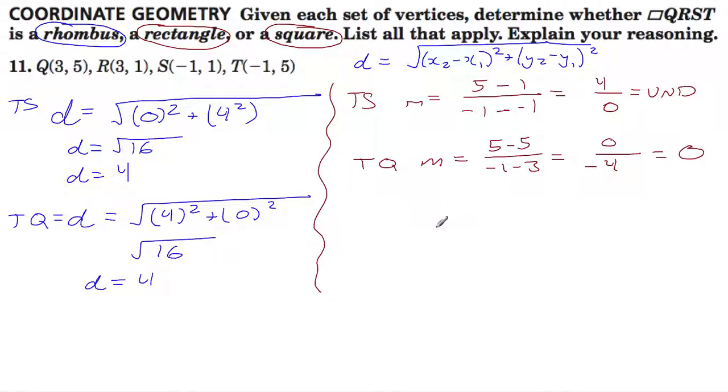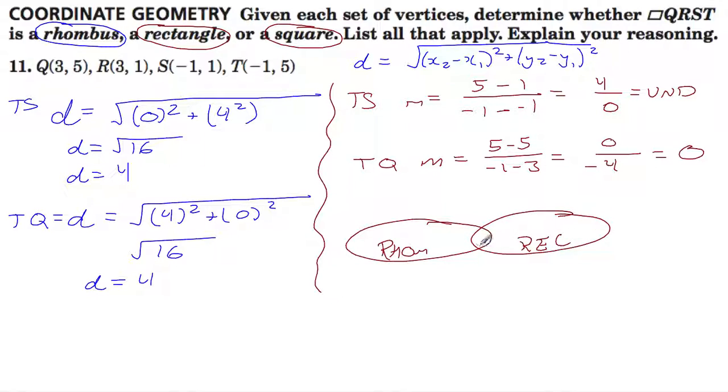So when you have these, you're going to have rhombus or rhombi. You're going to have rectangles, and in the middle, that's going to be squares. So a shape that is both a rectangle and a rhombus is going to be a square. But you can have rhombi that are not rectangles, and you can have rectangles that are not rhombi.